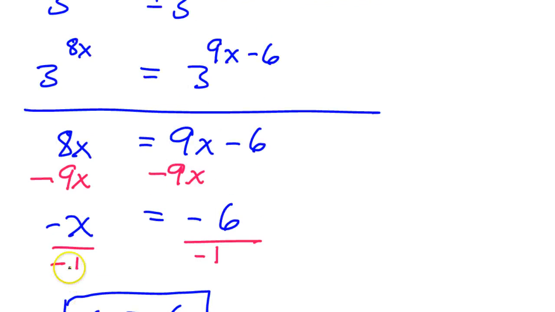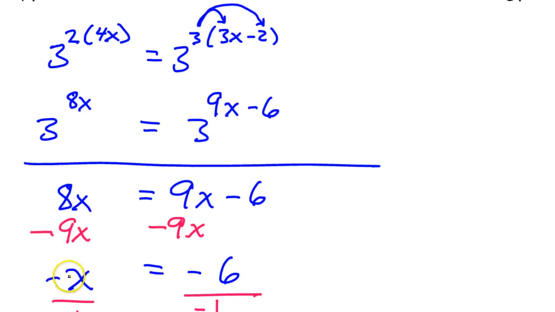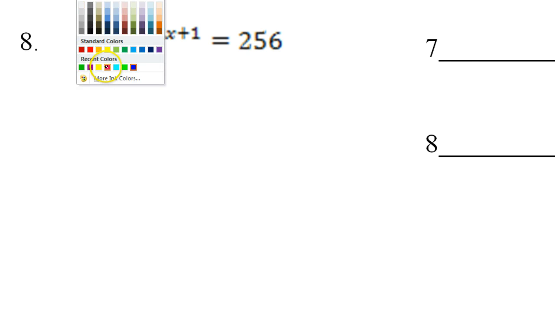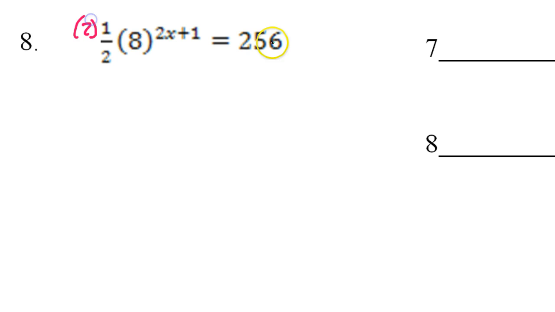So that's it for number 7. Well, for number 8, before we get like bases and such, we need to get rid of this 1/2. So let us multiply both sides by 2, which will cancel this out. So then I will have 8 to the 2x plus 1 power. Let's see, 256 times 2.